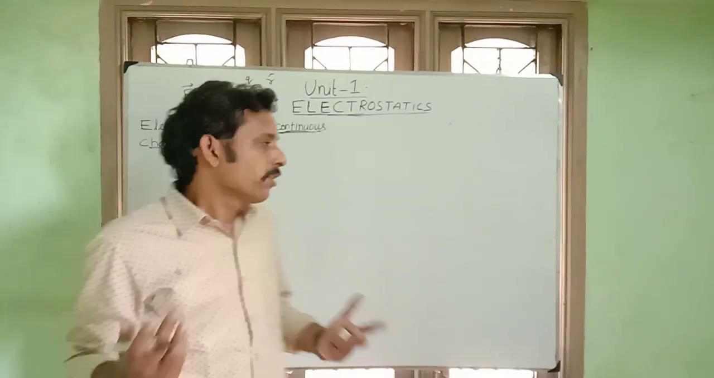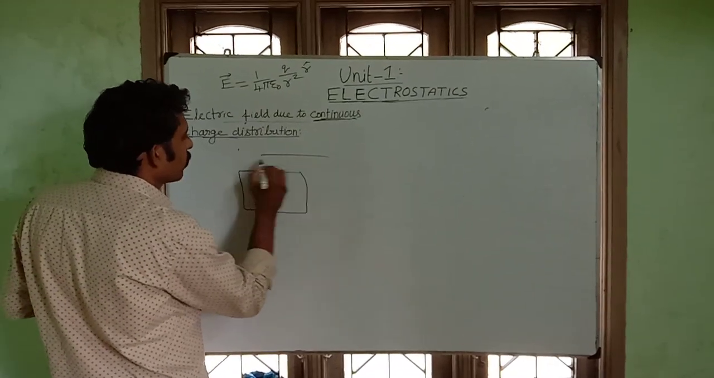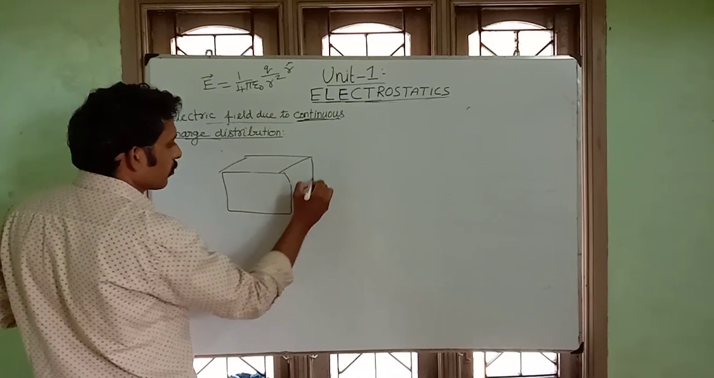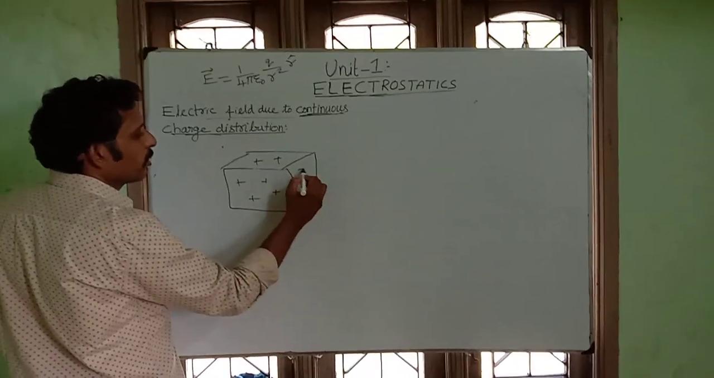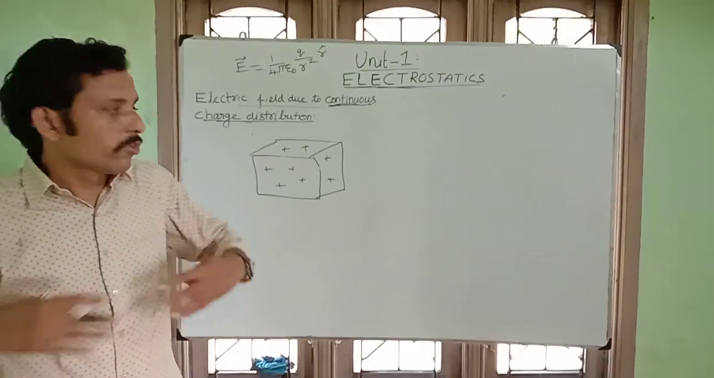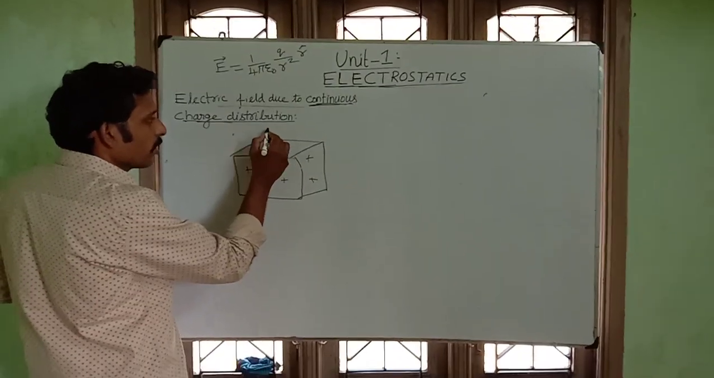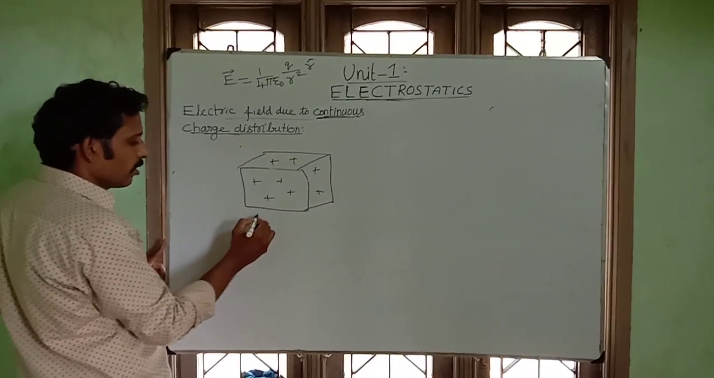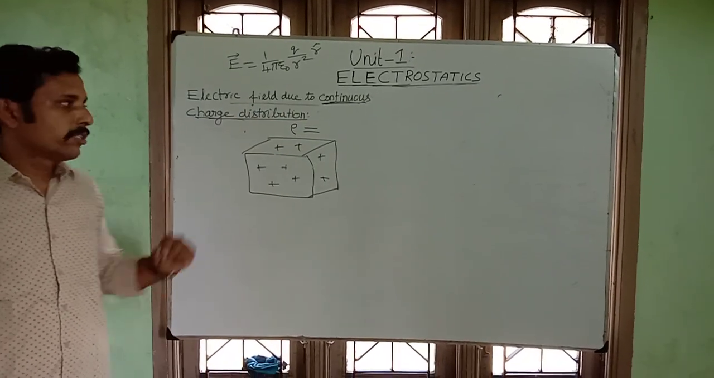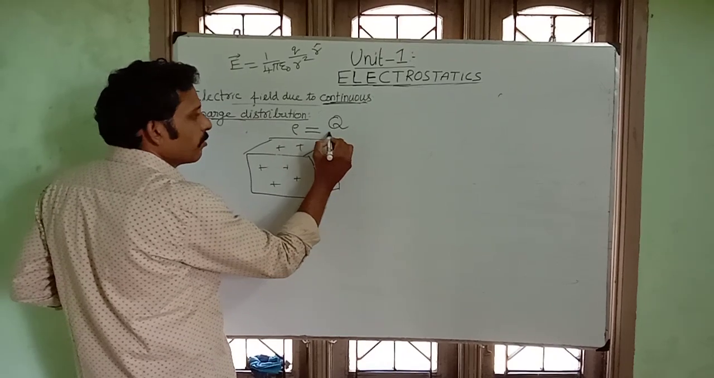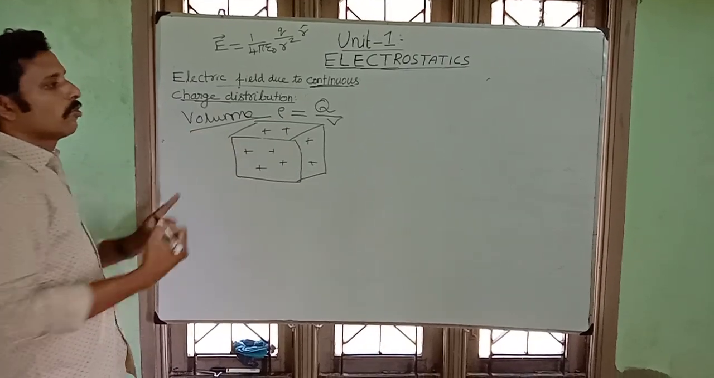Next, suppose you consider a volume. Now this is the volume. Here we have charges. Charge Q is distributed uniformly. It's not a point charge. We can use volume density, which we write as rho. Rho is equal to charge per unit volume. That is for volume charge, rho is equal to Q by V.